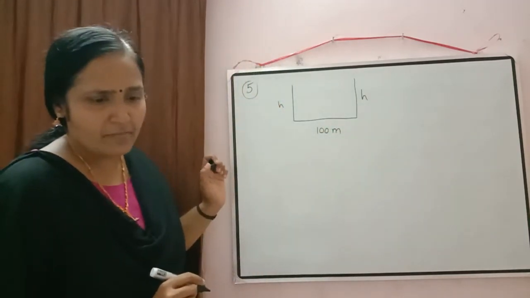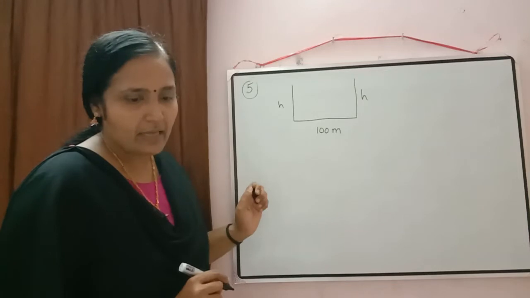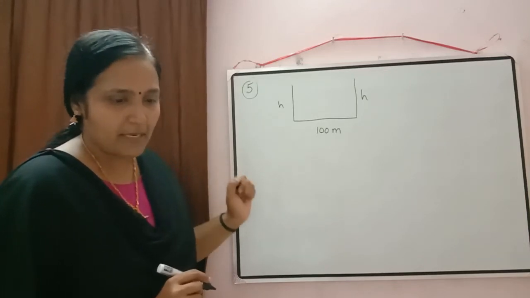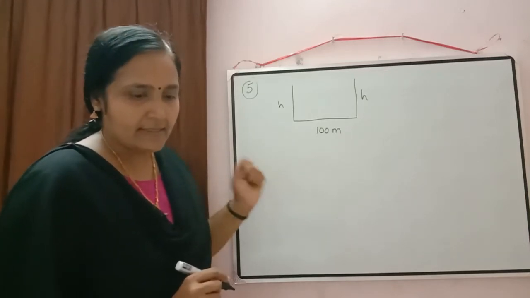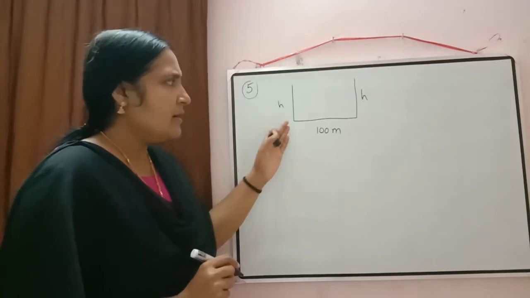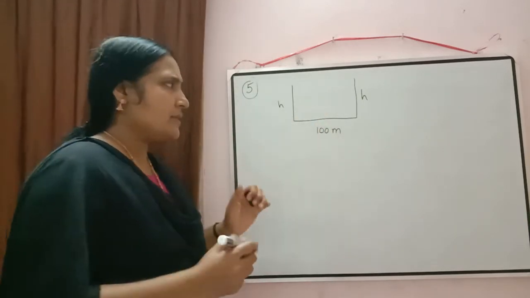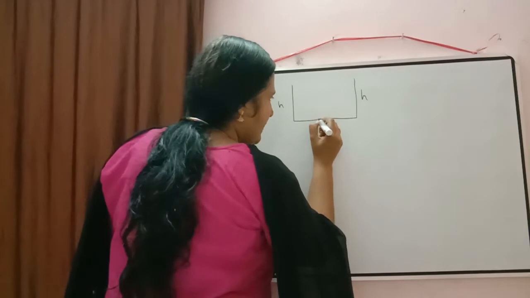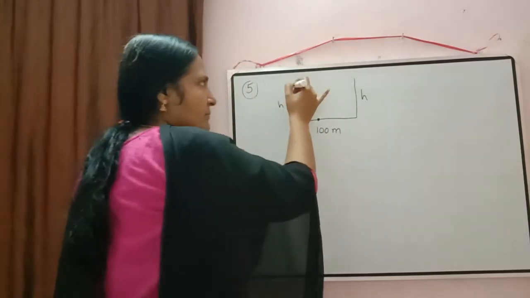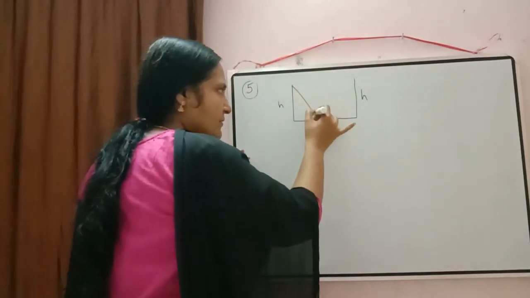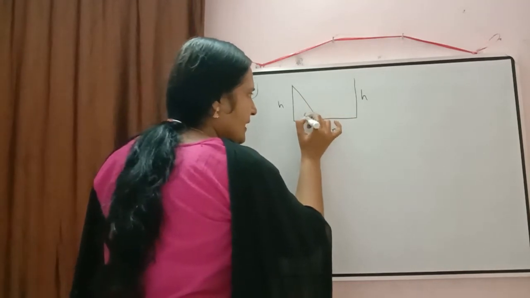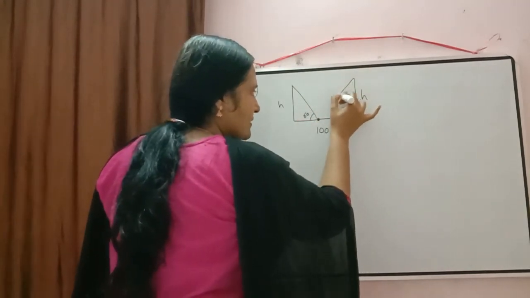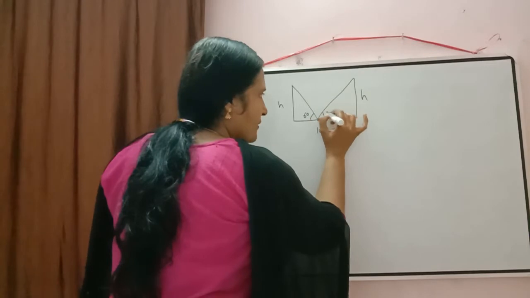And then information is given: the angles of elevation of the tops of the pillars are 60 degree and 30 degree at a point on the road between them. So somewhere we have a point on the road. From this point, one angle of elevation is 60 degree and the other is 30 degree. In this way we have the information.